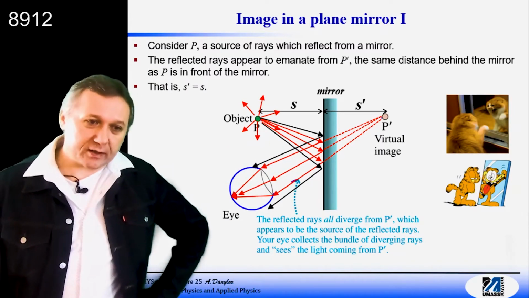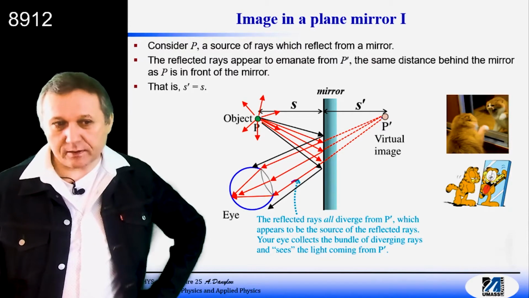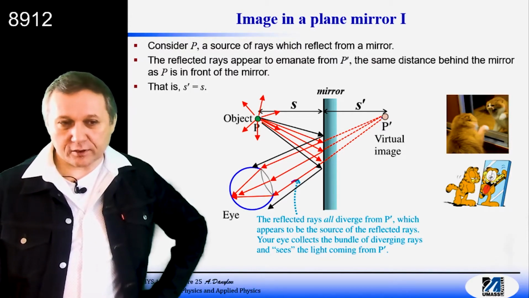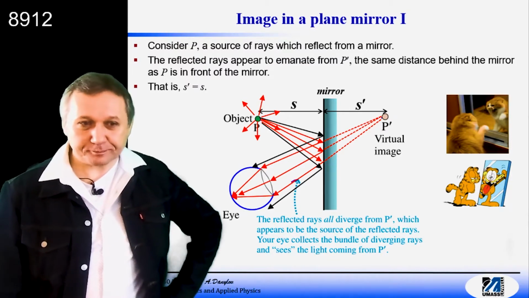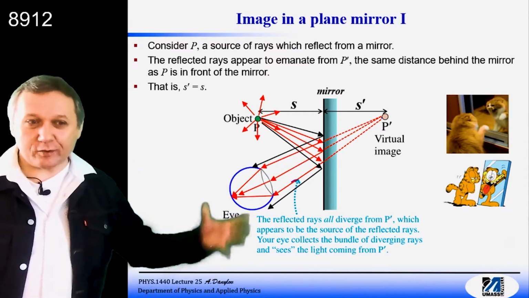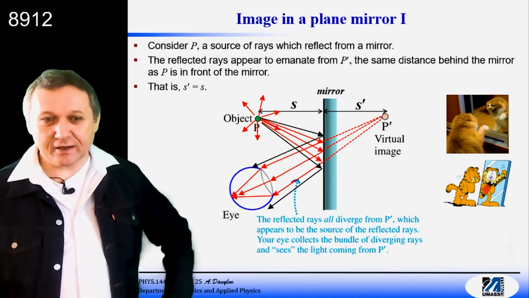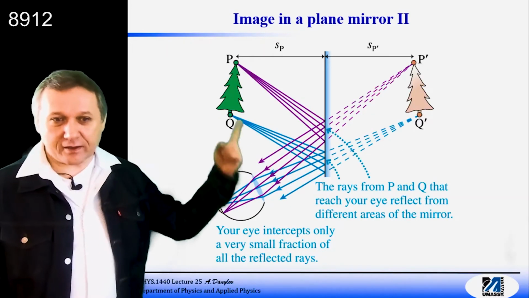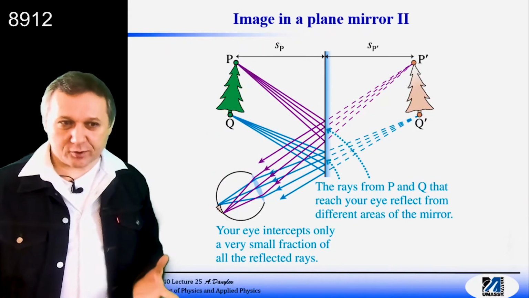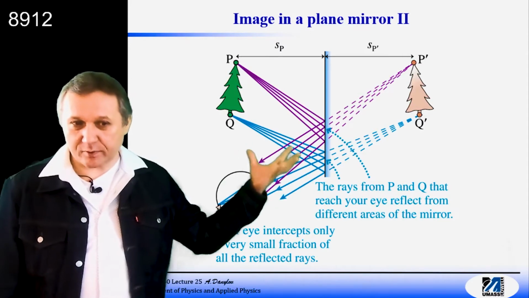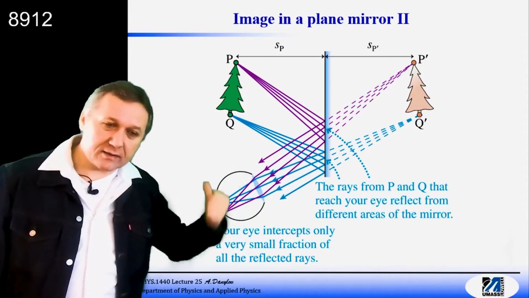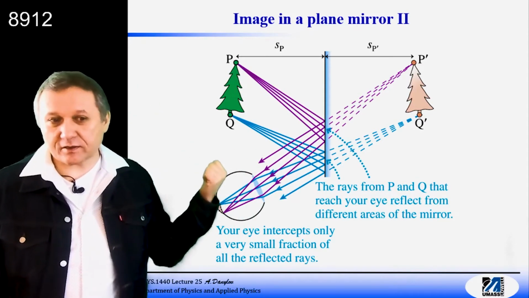Okay, so that's how we can discuss image formation on a smooth surface, in a mirror. Now let's make the system more complicated. Instead of one point, let's say we have something like a pine tree. How can we discuss image formation in this case? In exactly the same way as before. We can discuss only 2 points.